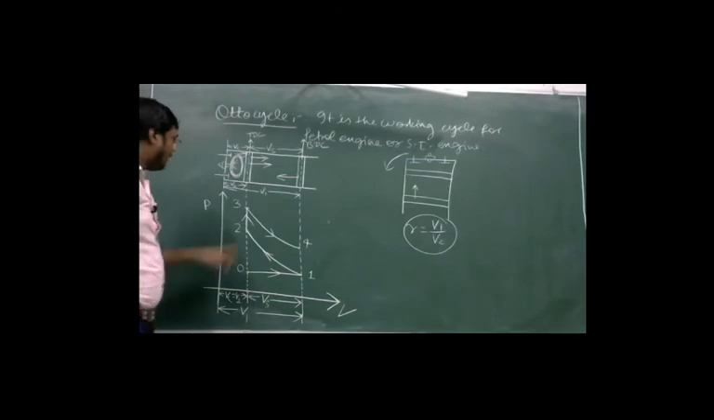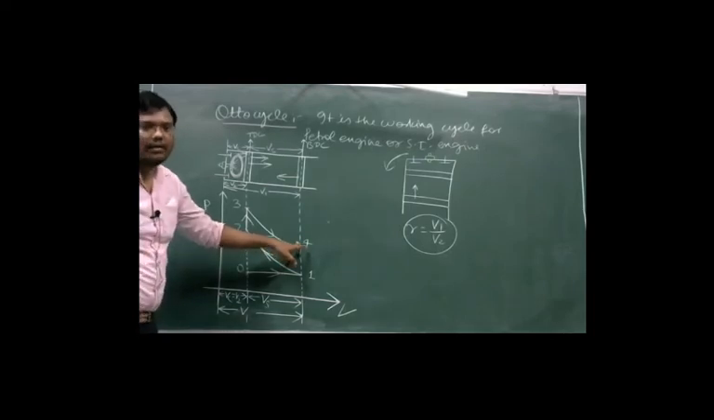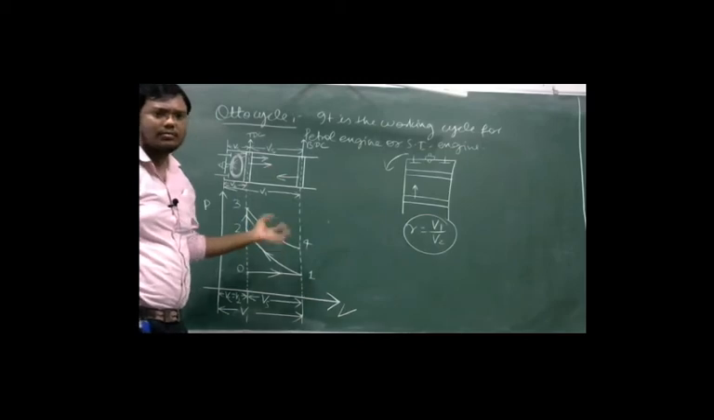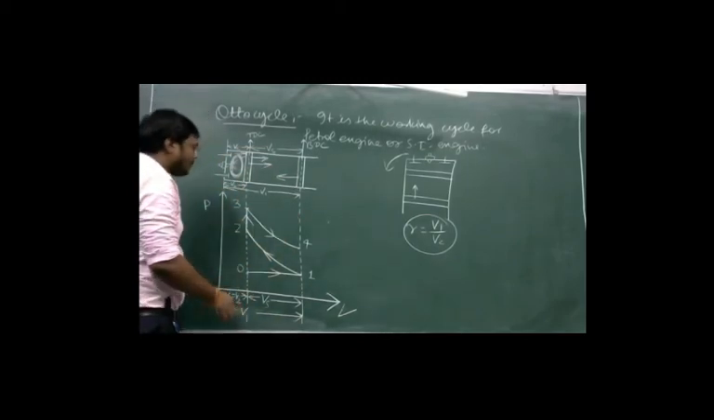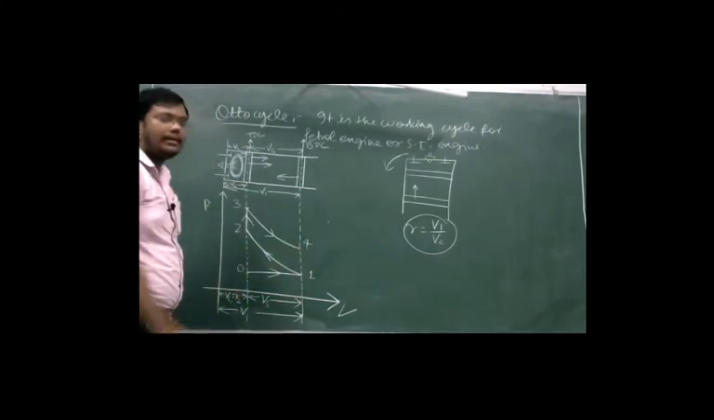Now the expansion process, or expansion stroke, is completed, which is also known as the power stroke, because in this stroke we get the power from the system. I have explained these things earlier. So now we are at point 4 and the expansion stroke is completed.